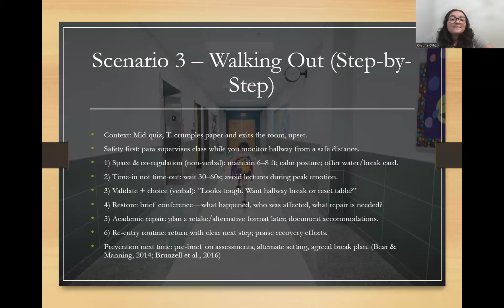Number 2, time in, not time out. Wait 30 to 60 seconds. Avoid lectures during peak emotion. That's what I was talking about. You don't want to lecture them right away during that upset time. You want to let them come back down.